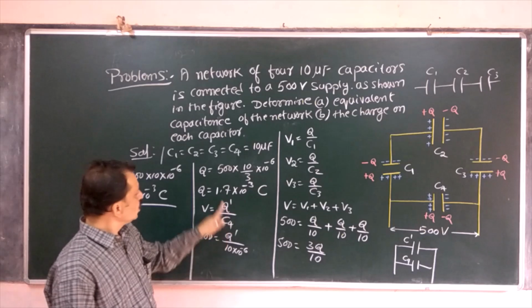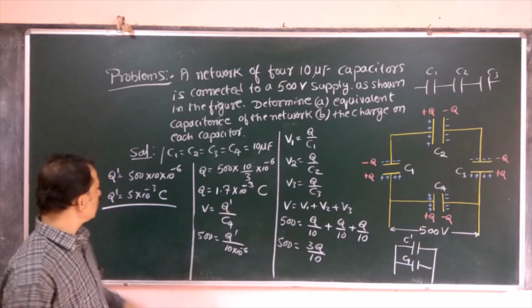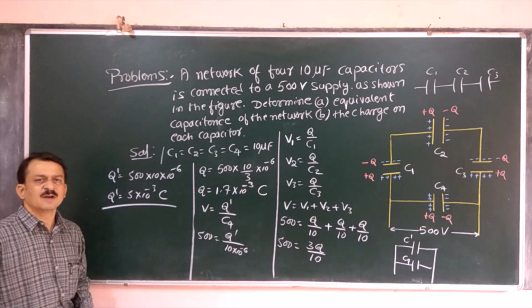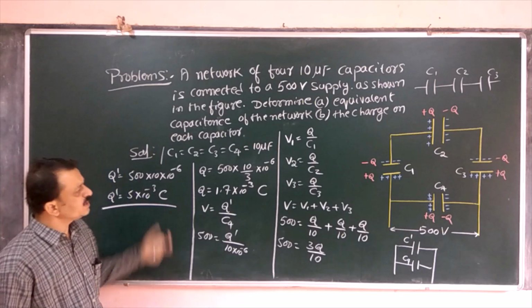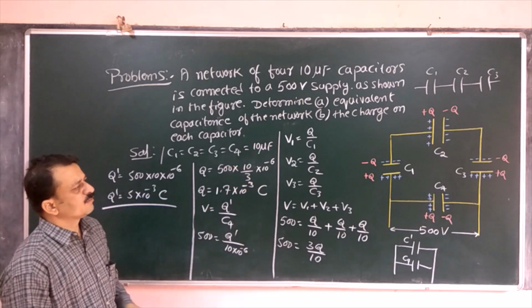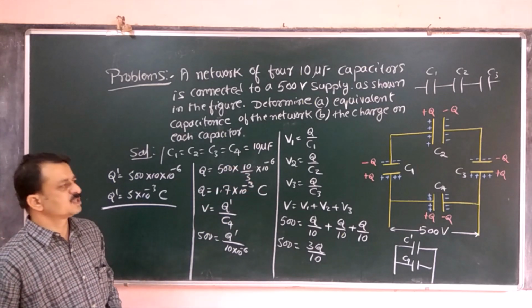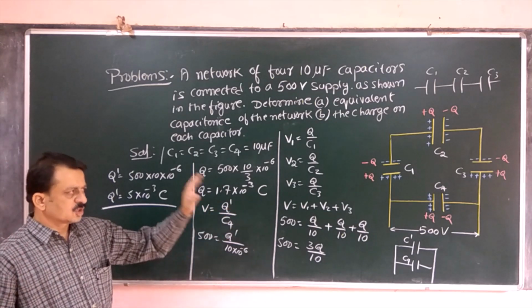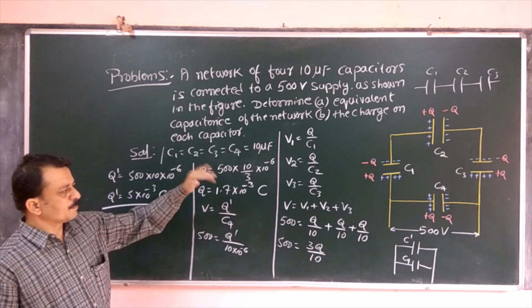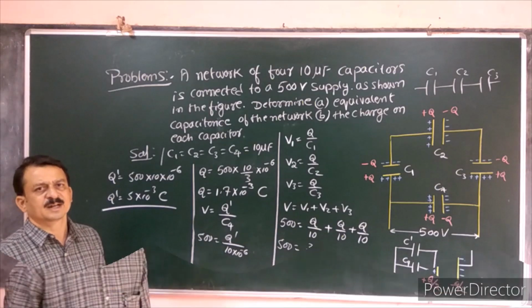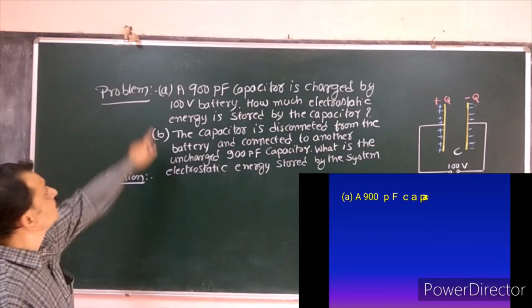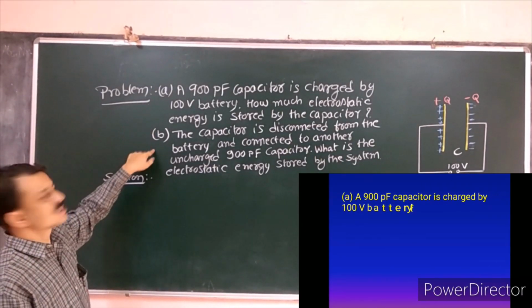Now here it is 1.7 into 10 to the power of minus 3 coulomb. Now here it is 5 into 10 to the power of minus 3 coulomb. So when a network of capacitors is given, we have to carefully see which are in series and which are in parallel, and simplify step by step. Another problem having two parts.